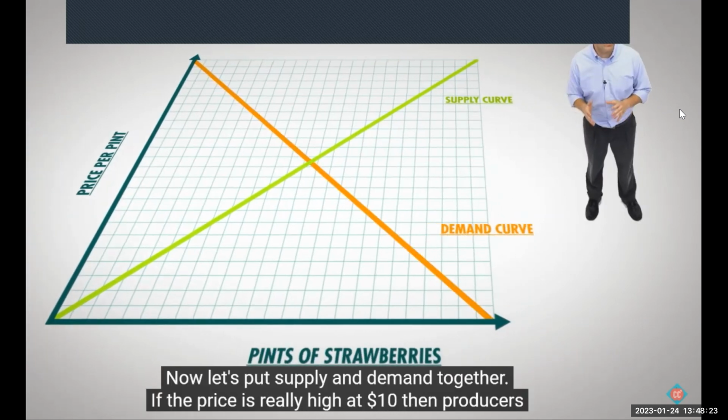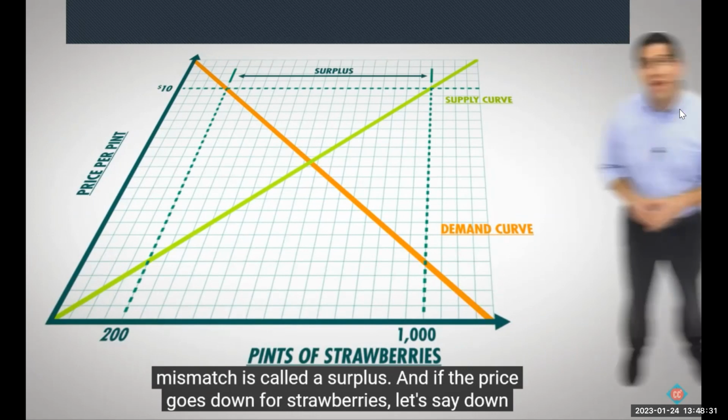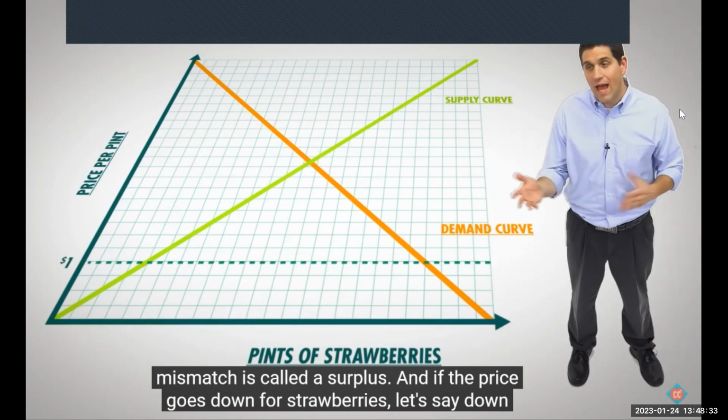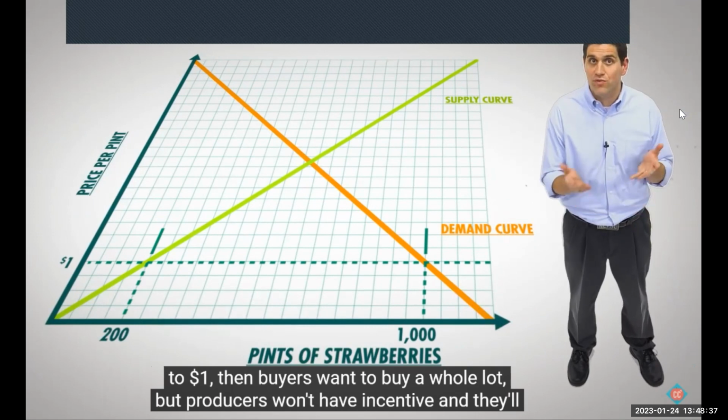Now let's put demand and supply together. If the price is really high at $10, then producers would like to produce a lot of strawberries, but consumers won't want to buy them. This mismatch is called a surplus. And if the price goes down for strawberries, let's say down to $1, then buyers want to buy a whole lot, but producers won't have an incentive and they'll produce very little.